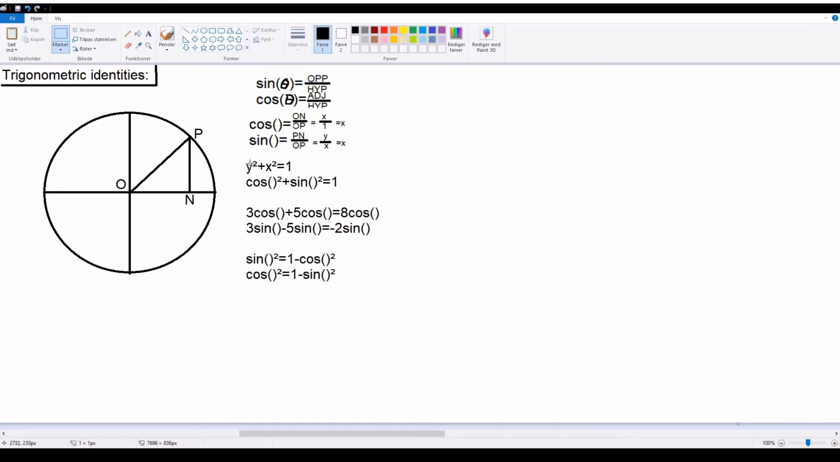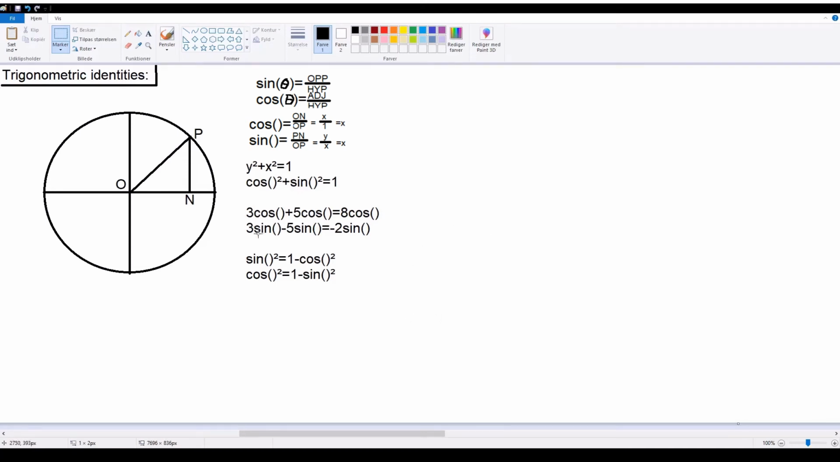Now, using Pythagoras' theorem, we can see that y squared plus x squared must always equal 1, because the hypotenuse will always be 1. This means that cosine squared plus sine squared will also be equal to 1, because, as we proved, cosine is equal to x, and sine is equal to y on this triangle. This means that you can use cosine and sine as a kind of variable in a way in algebra.